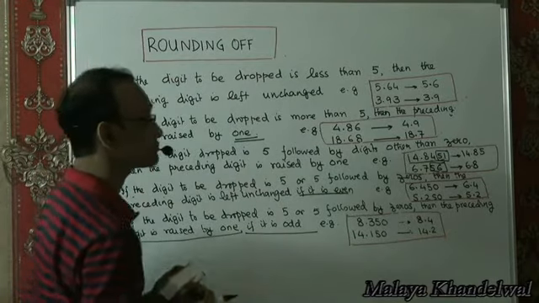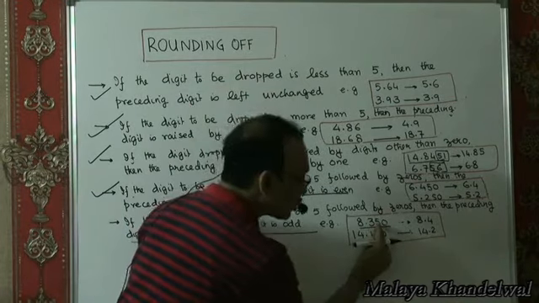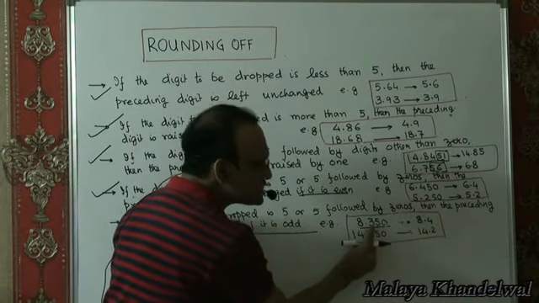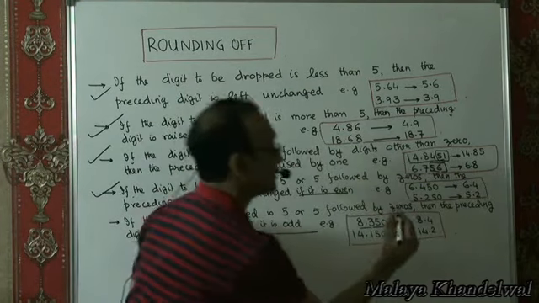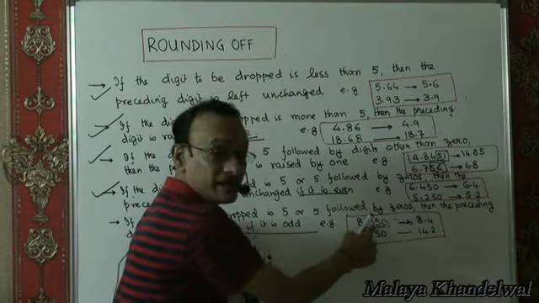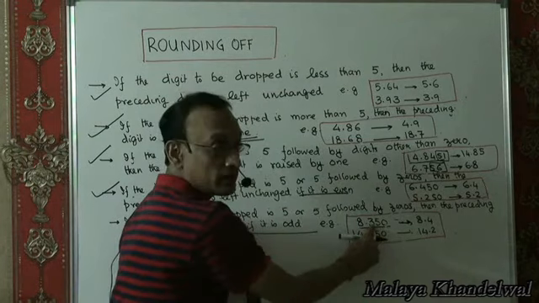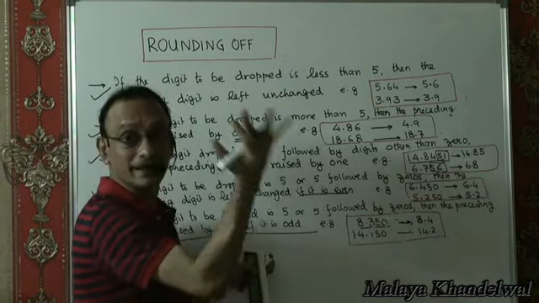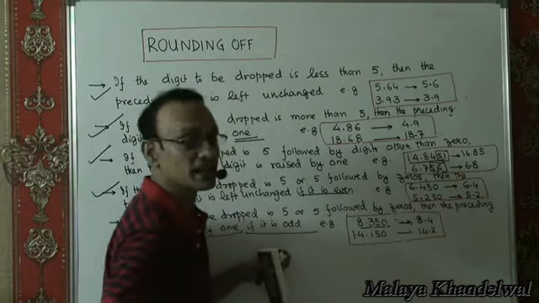If it is odd. Look at this, 8.350. I want to drop 50. The number just preceding this is 3, which is odd, and this time I'm going to raise it by 1. It will become 8.4 if it is odd. We've discussed the case when this was even; it will remain unchanged. So if it was 4, if it was 450, then it will remain the same. But since 3 is odd, it will be raised by 1. That's 8.4.